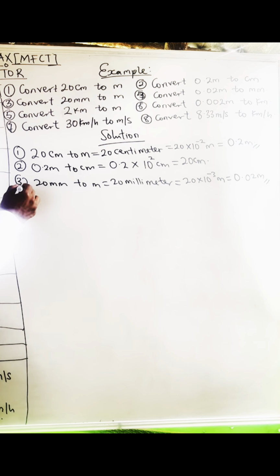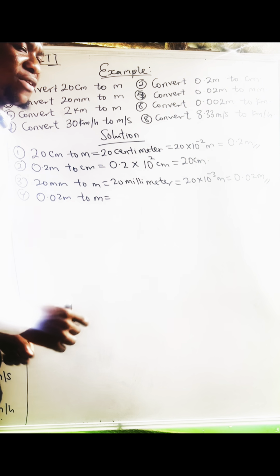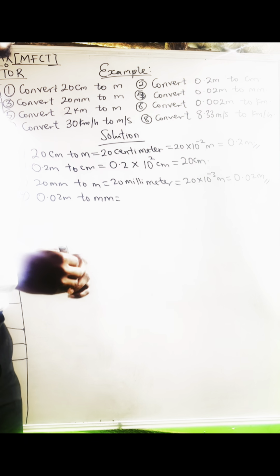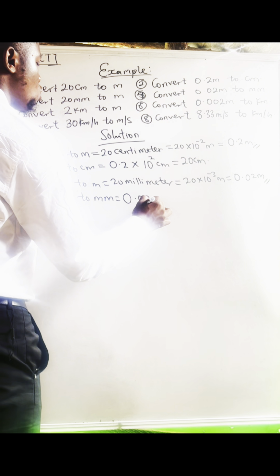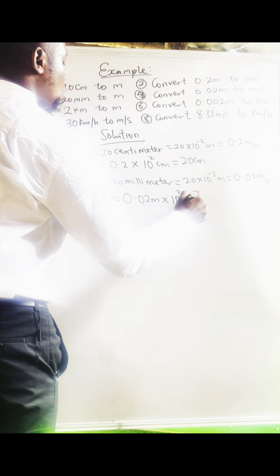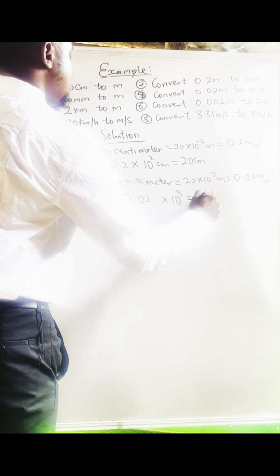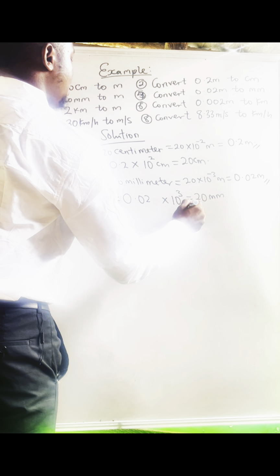So if I now want to do 0.02 meter to millimeter, if I want to convert meter to millimeter, then I can just multiply by 10 raised to power 3. The inverse of that, so this will be equal to 0.02 meter times 10 raised to power 3. Then the answer will be 20 millimeter. So I should put millimeter here.